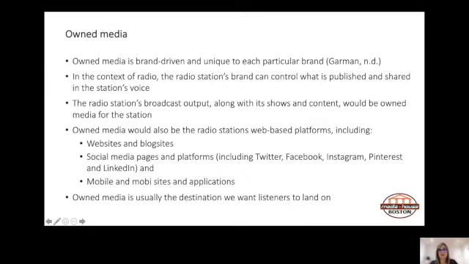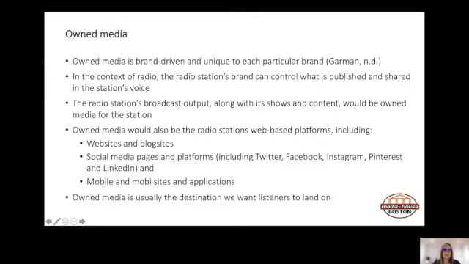The more ways in which you can extend your brand using owned media, the more opportunities there are to extend your brand's presence within the digital sphere. A wider presence, in turn, gives the radio station a better chance of people seeing, hearing, feeling and understanding their messages, which then drives the objective of having more people consume and engage with the station's content. Owned media is usually the destination we want the listener.